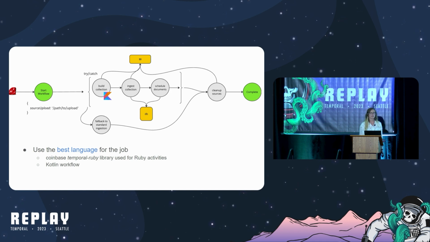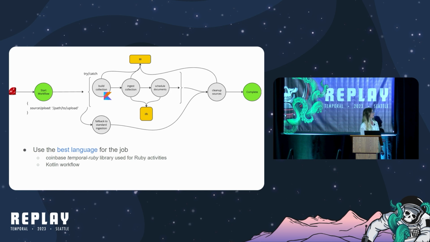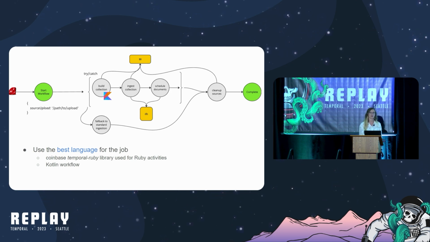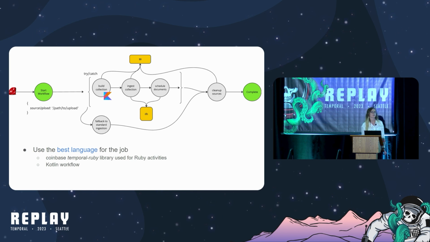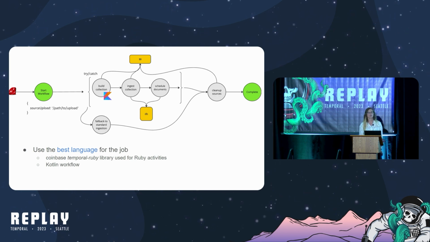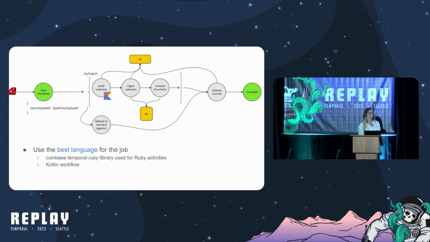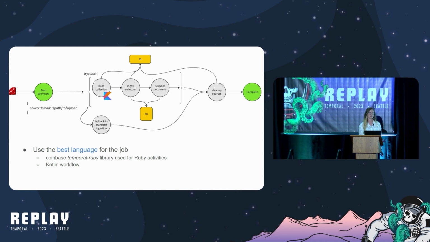We chose Kotlin because it had the best native support for dealing with those file types as well as building that collection. For the rest of the activities, those are actually written in Ruby. And this was really helpful for us because we were able to reuse a lot of our database connections and kind of coupled business logic around that.